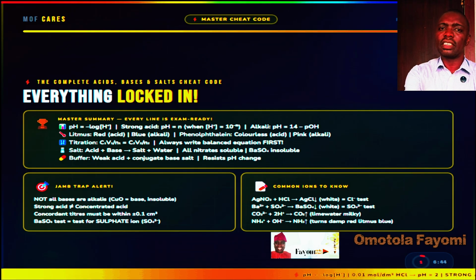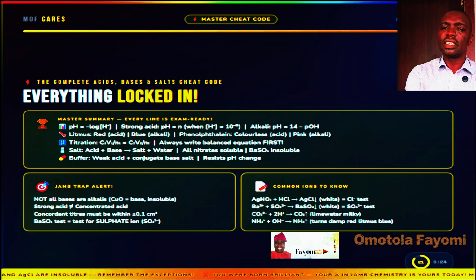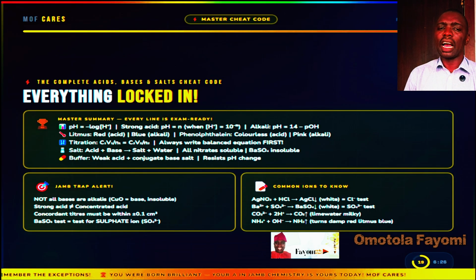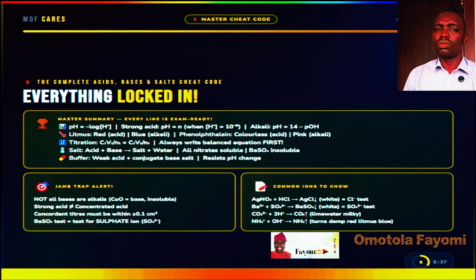Indicators: litmus is red in acid, blue in alkali. Phenolphthalein is colorless in acid, pink in alkali. Methyl orange is red in acid, yellow in alkali, orange in between. Titration formula: C1V1 over n1 equals C2V2 over n2. Always write the balanced equation first to get the mole ratio, n1 and n2.